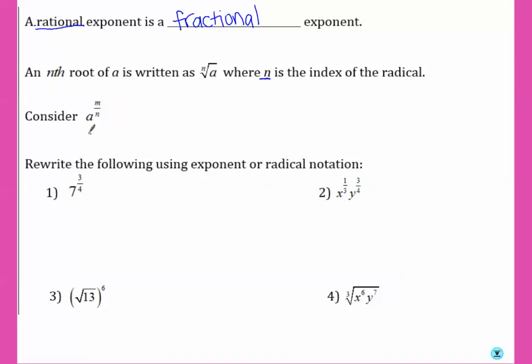N is the index. If we had a to the m over n power, this could be rewritten as the nth root of a to the m power. These are equivalent. N is our root. Where are the roots of the tree? They're at the bottom of the tree, so they're on the bottom of our fraction. So if we wanted to simplify or rewrite this in radical notation, since we're given it in exponent notation, this would be rewritten as the fourth root of 7 to the third power.